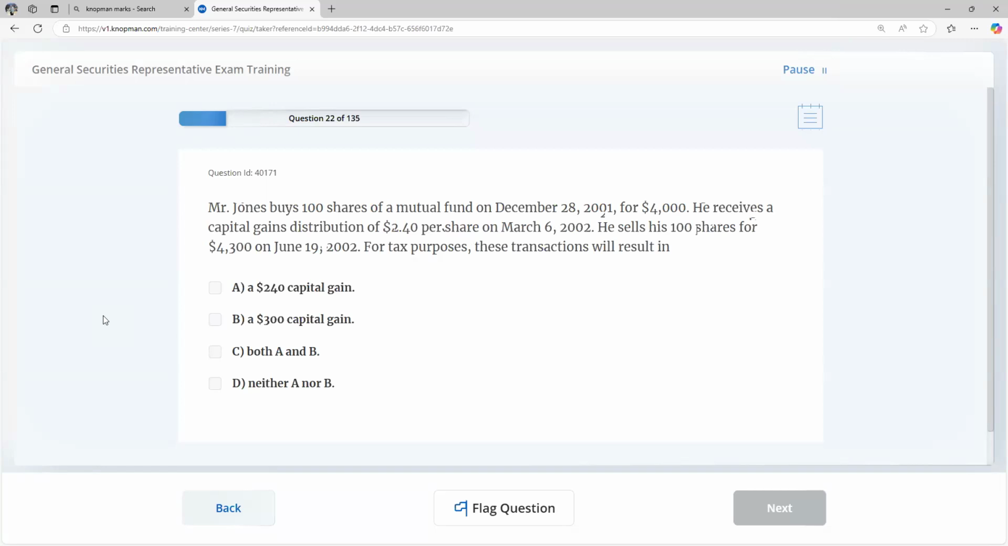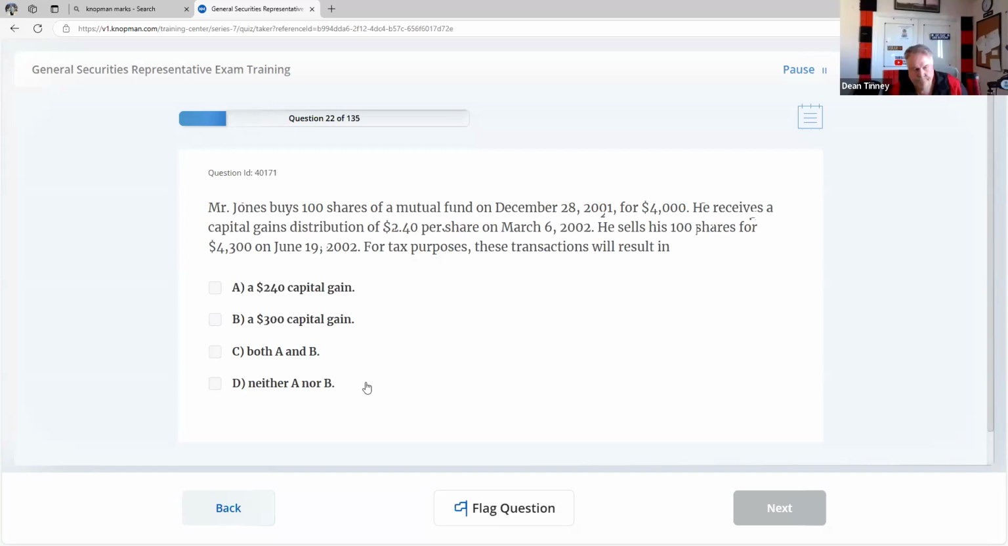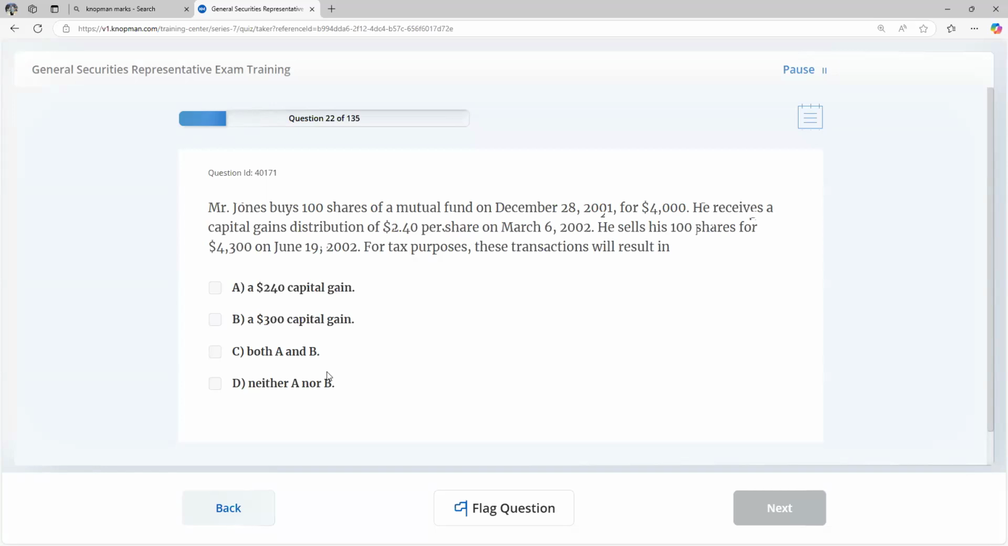on December 28th for 4,000, 2001. Okay, and then he receives a capital gains distribution of 240 per share. And then he sells his 100 shares. He sells 100 shares for 4,300. So he bought the shares for 4,000 and then he's selling them for 4,300.